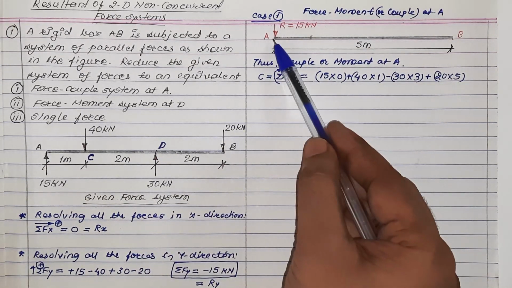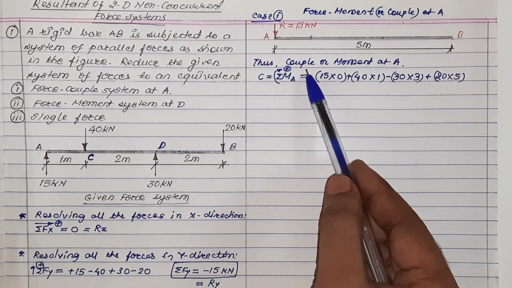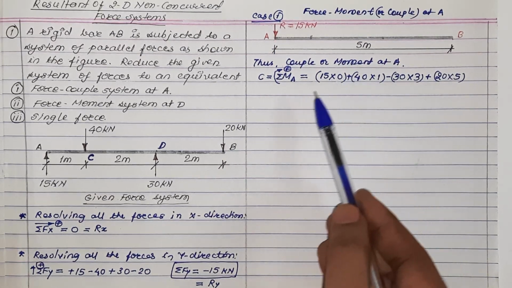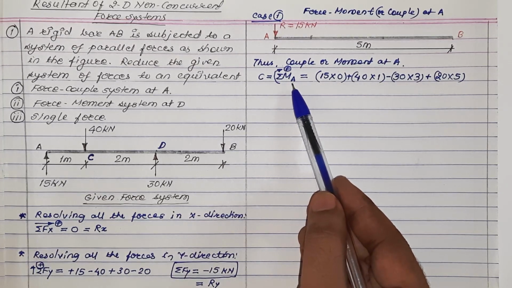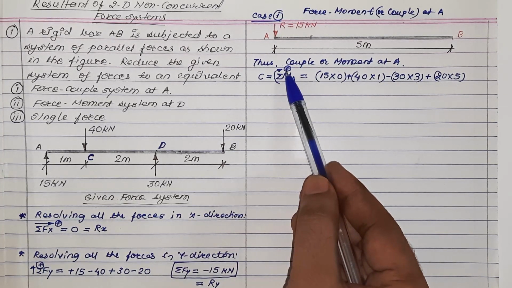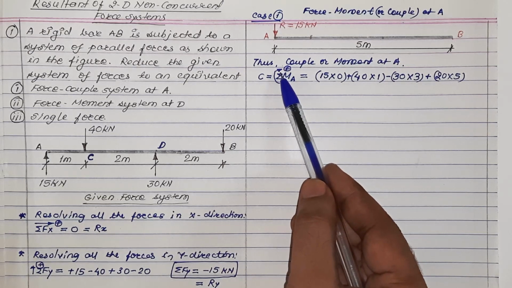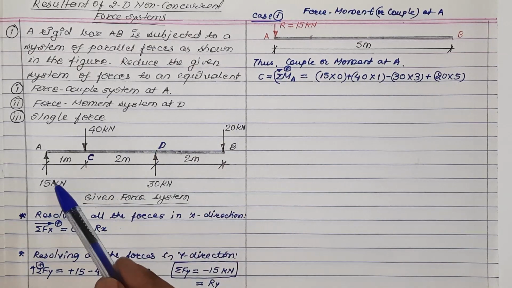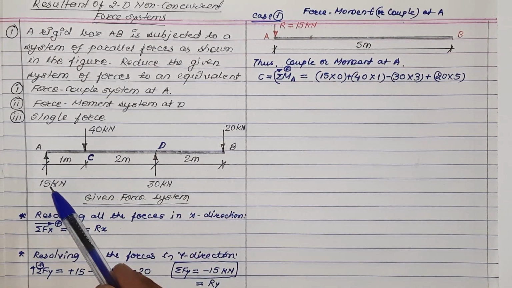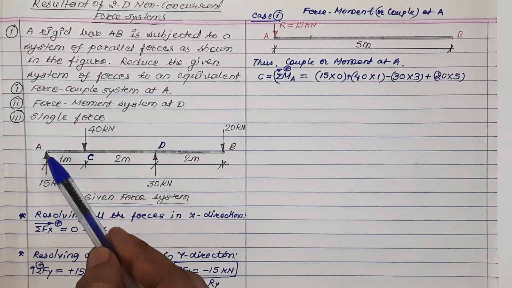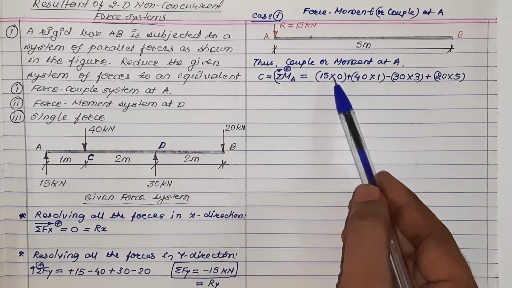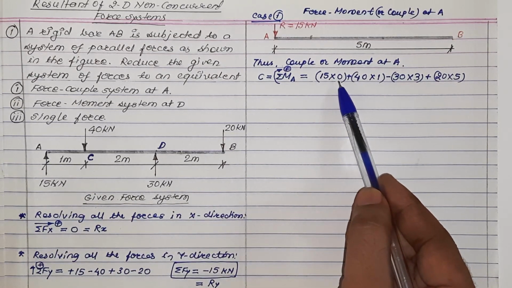So taking A as moment center, the couple or moment is found out as C equal to algebraic sum of moment of all the forces about A. Clockwise moment is taken positive. Let us start with 15 kilonewton. 15 kilonewton is passing through moment center A, hence perpendicular distance between moment center and line of action will be 0. Therefore 15 multiplied by 0.